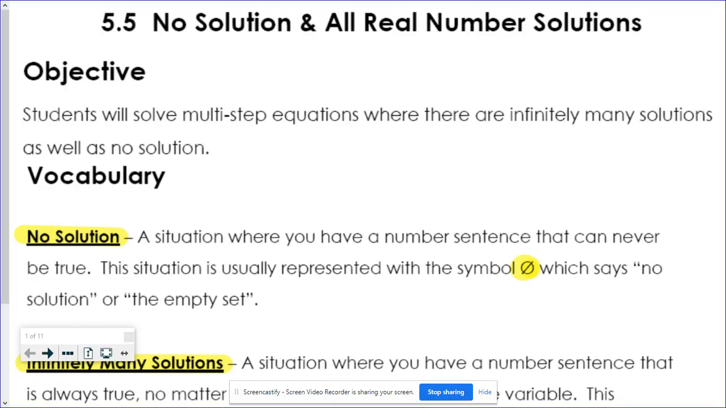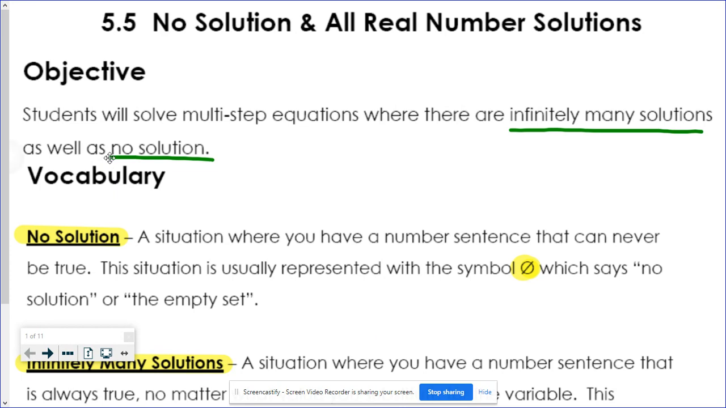Hello, math students. We're going to have another lesson today about solving equations, but today we're going to have an option of getting some different kinds of answers. Typically, when we solve equations, we get one answer. We call that a solution. However, today, we can sometimes get problems that have infinitely many solutions, or we might have a problem that doesn't have any solution at all.